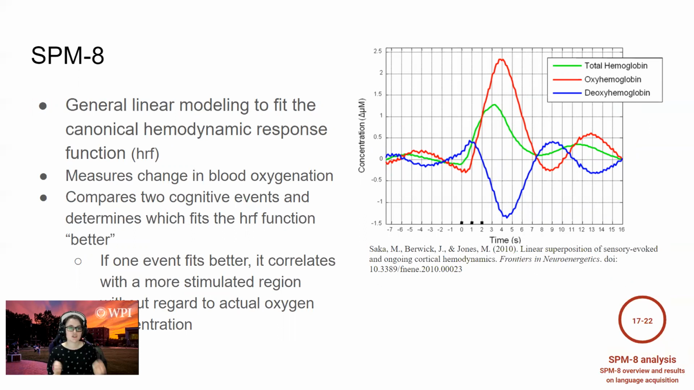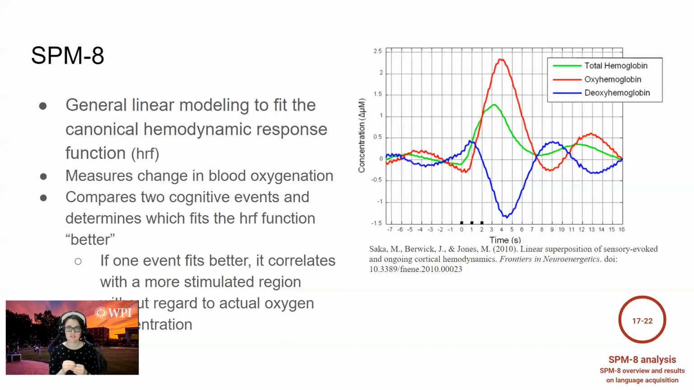It uses general linear modeling to fit the canonical hemodynamic response function. That's a lot of words. So the canonical hemodynamic response function, or HRF function, is shown on the right. It is pretty much kind of measuring the change in blood oxygenation based upon seeing a stimulus.